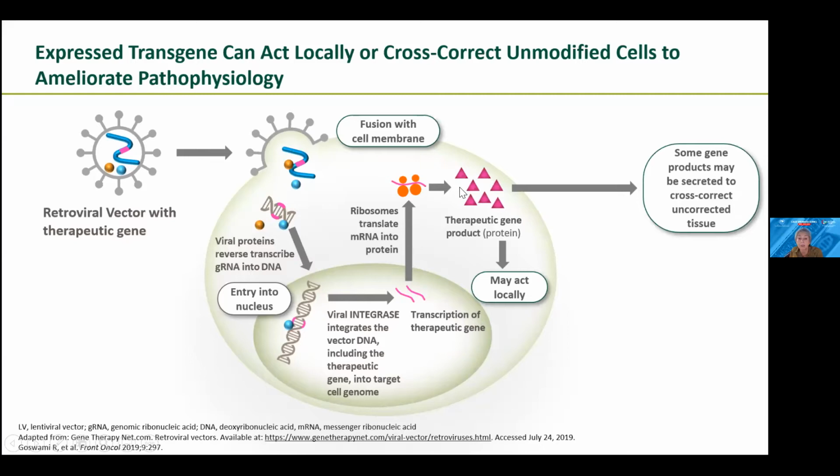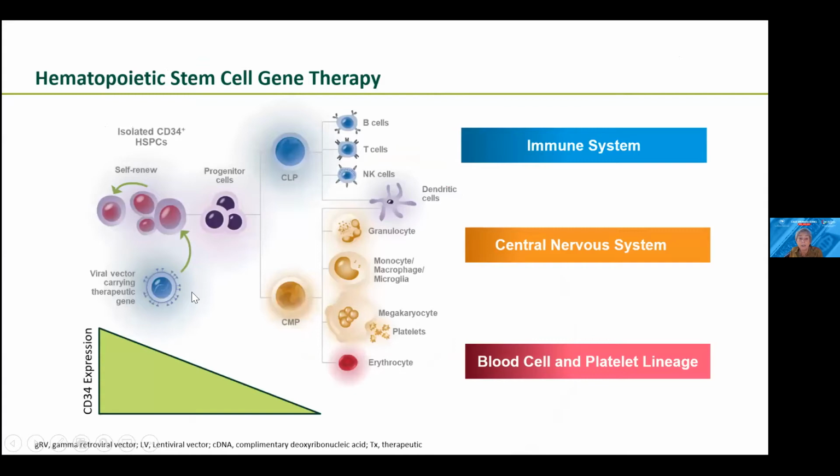A good example of this is ADA deficiency, where this protein would be ADA, a metabolic purine salvage enzyme, and substrates would move into the cell to be broken down. So there are different mechanisms of action depending on how the construct is engineered. So I just want to spend a little bit of time talking about hematopoietic stem cell gene therapy because I think this is a very powerful platform.